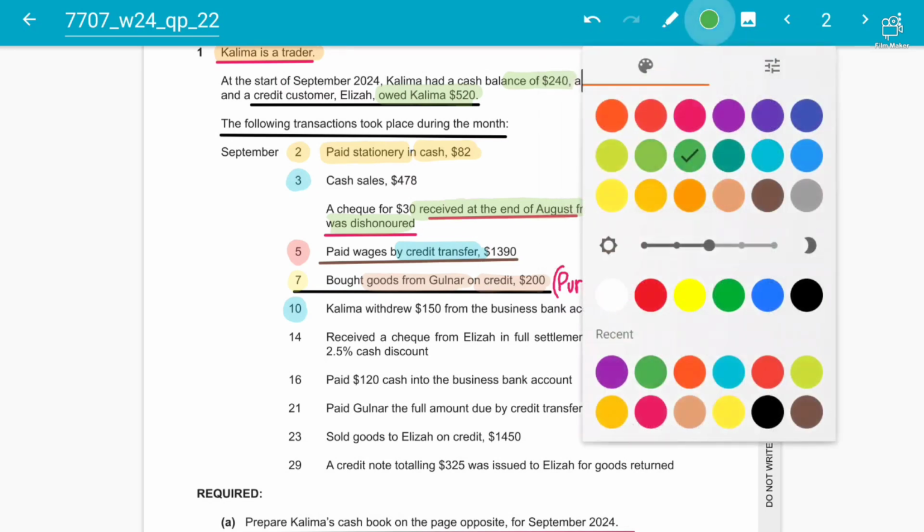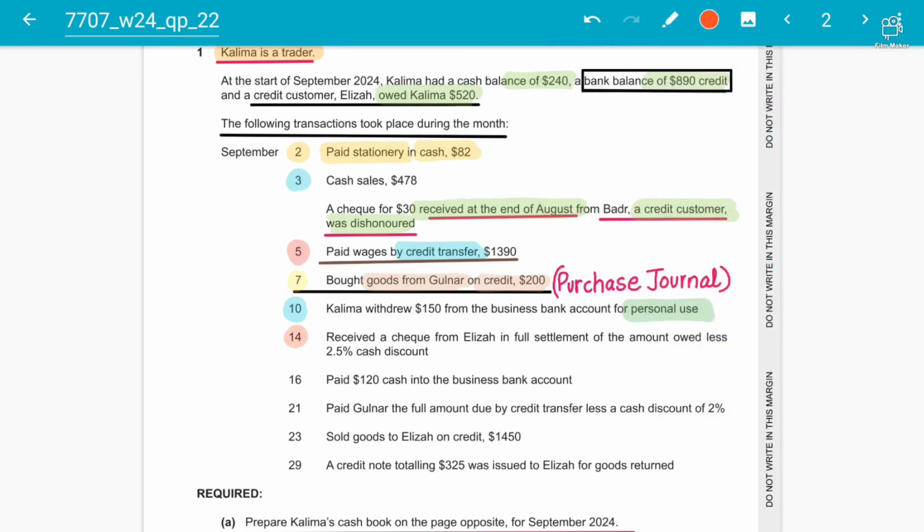Then on September number 14th, Kalima is receiving a check. Receiving a check means that some money is going to come into the business from Alize in full settlement of the amount that she owed us, less 2.5% discount. So the September number 14th transaction will require a calculator as well. Kalima is receiving the payments from Alize because Kalima sold the goods on credit to Alize.